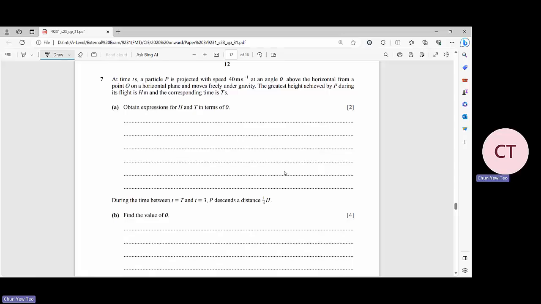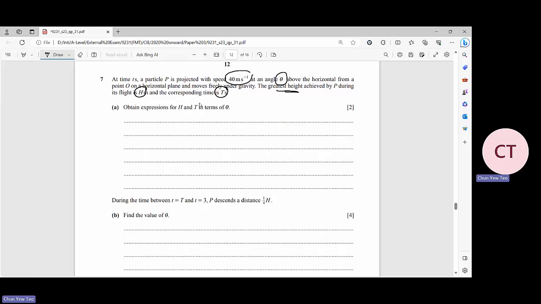Question seven. At time t seconds, a particle P is projected with a speed of 40 meters per second and an angle theta above the horizontal from a point on a horizontal plane and moves freely under gravity. The greatest height achieved by P during the flight is h meters and the corresponding time is t seconds. Okay, so they want us to obtain an expression for h and t in terms of theta.